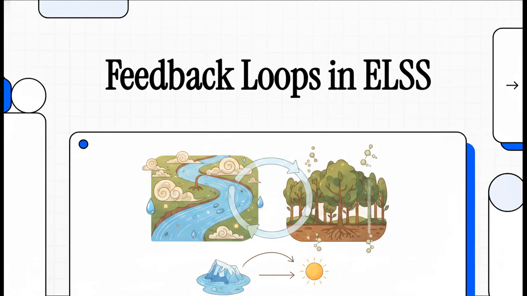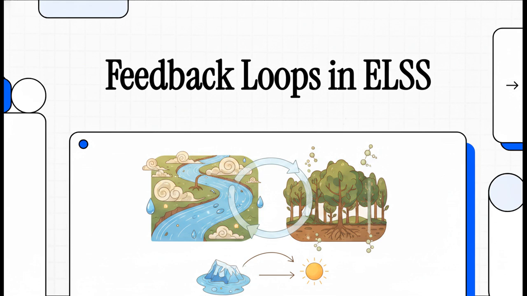Welcome to this explainer. Today, we're decoding the hidden feedback loops that actually control our Earth systems. If you're currently prepping for your A-level geography exams, you already know that Earth Life Support Systems, or ELSS, can get a little overwhelming. But honestly, by visually mapping out these interconnected water and carbon cycles, we're going to make these complex mechanisms crystal clear and, most importantly, totally unforgettable.